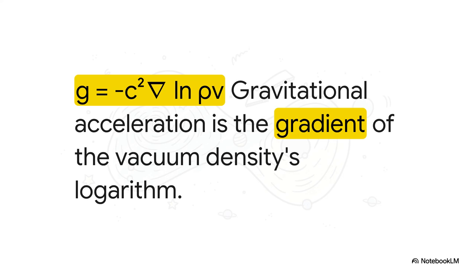Since we know gravitational acceleration, g, is just the negative gradient of the potential U, we can take the gradient of our new expression for U. What we get is this incredibly simple, incredibly powerful formula. g equals negative c squared times the gradient of the natural log of the vacuum density. Gravity is literally just a measure of how steeply the vacuum's density is changing from one place to another.